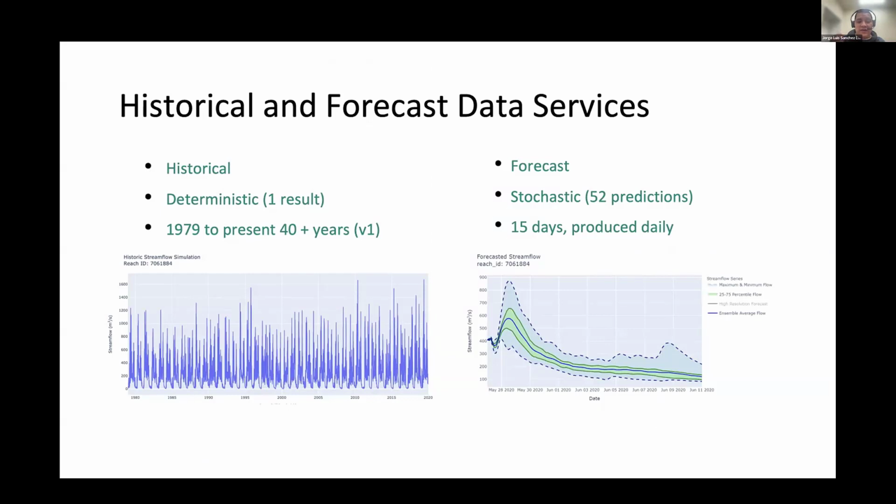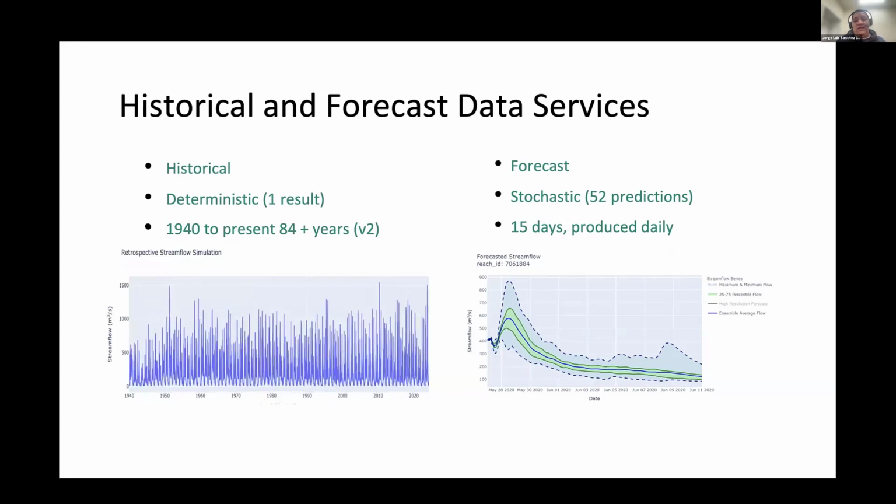calculating a historical simulation for every single stream that is deterministic, that has discharge data from 1979 to the present, more than 40 years in the GeoGloWS version 1. But for version 2, we go back to 1940. That means more than 84 years. And also we have a forecast that is stochastic, 52 predictions, 51 low resolution and 1 high resolution, that has a horizon of 15 days and that is updated daily.